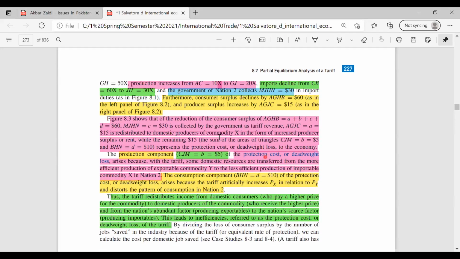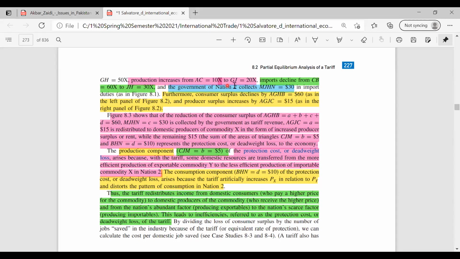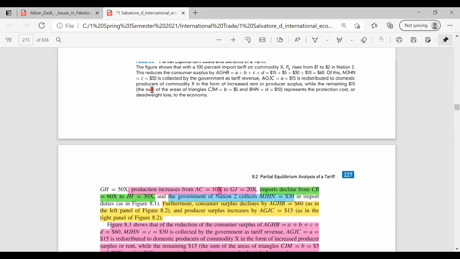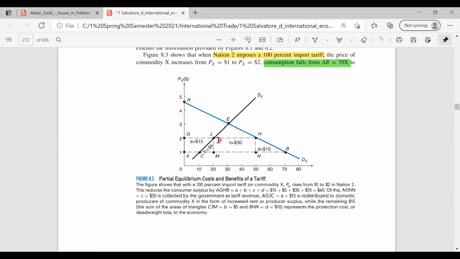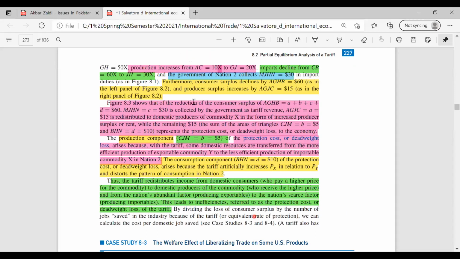Here detail is given again. The production increases from AC, 10x, to GJ, which is 20 units. Imports decline from CB, which was 60x before the tax, to JH, which is 30x now. Here is the diagram, JH, which was CB before the imposition of the tax. The government of the nation also collects MJHN, which is equal to $30 in import duties.